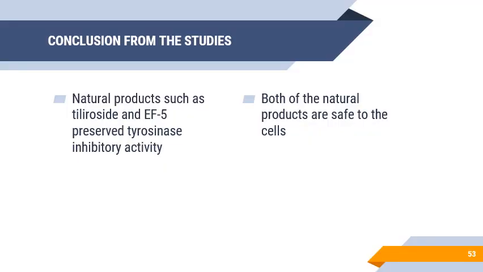And from the two research studies, we can conclude that the natural products such as Tiliroside and EF-5 preserve tyrosinase inhibitory activity, and both of the natural products are safe to the cells.